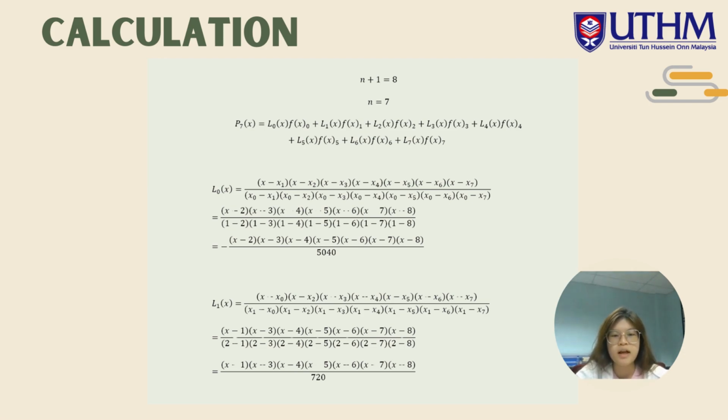The first degree Lagrange interpolation polynomial is found by using its formula. After that, the second and third degree Lagrange interpolation polynomials are also found as shown in the next slide. We will find them until the seventh degree as our n is 7.